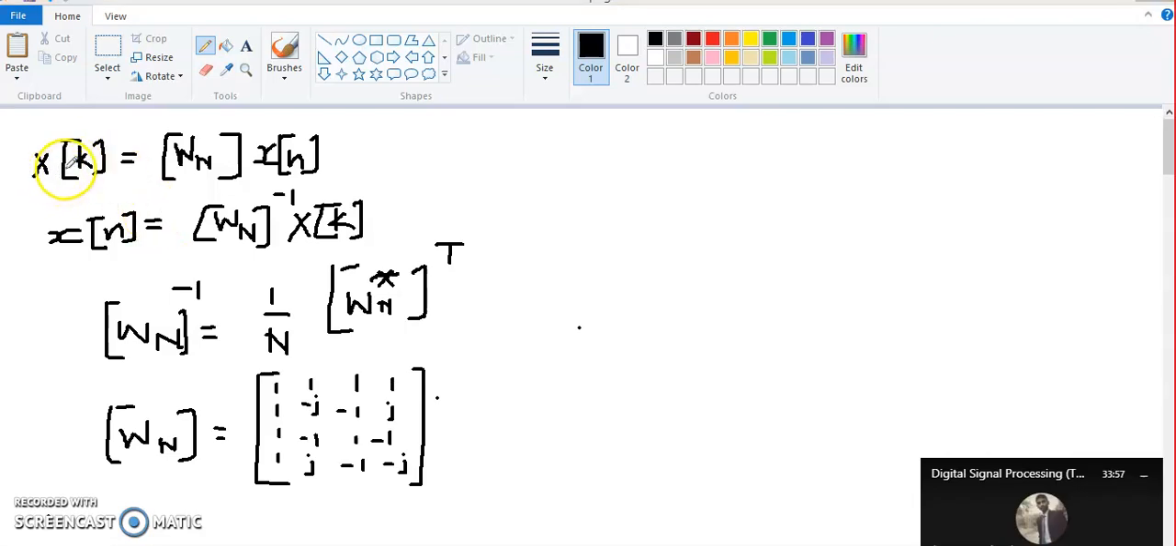So xk will be the WN matrix into the xn matrix. Therefore xn will be the inverse of WN and xk. Because WN is a square matrix, WN inverse will be this. And we last time defined WN as this also. The WN matrix, a 4 into 4 matrix, will be given by this matrix.